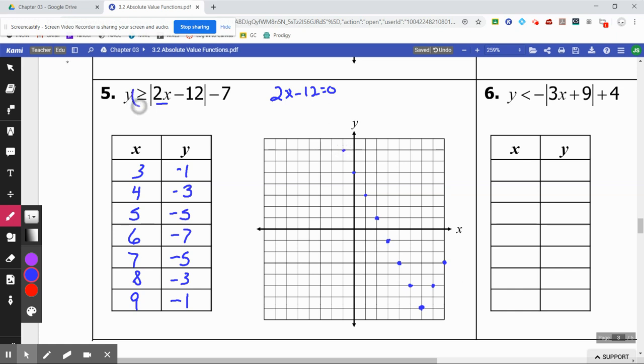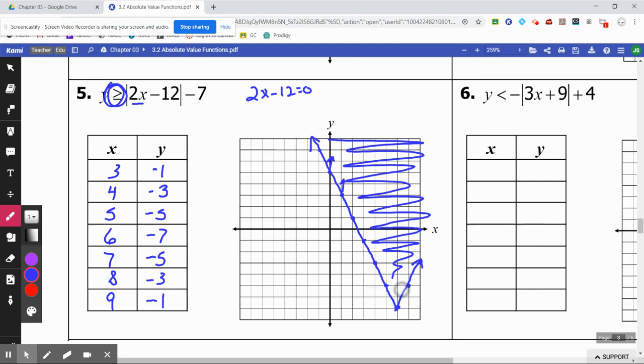Connect your dots. Since it's or equal to, we are going to draw a solid line to connect them. Then we're going to come back up on the other side. Arrows. Greater than means we're going to shade above every point on your graph, which would be this direction. So we're going to shade all of that graph. Number 6.